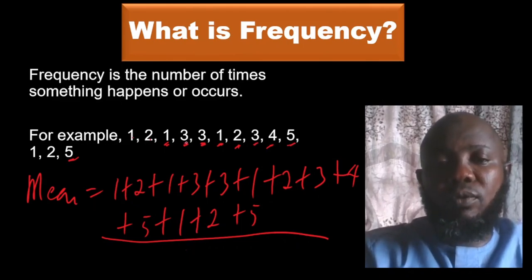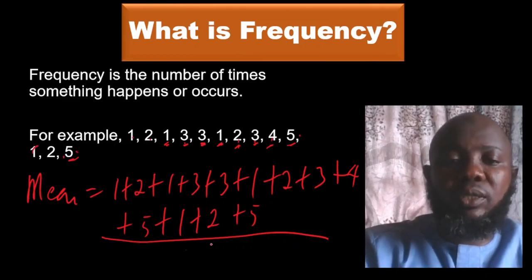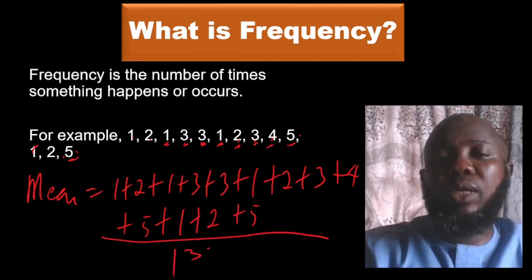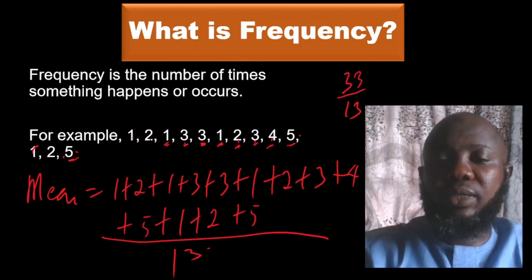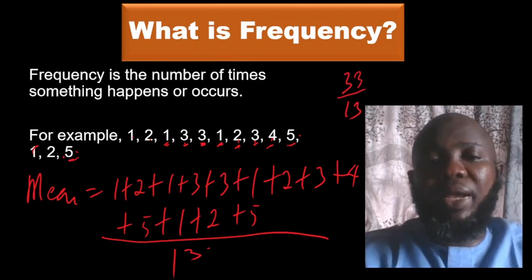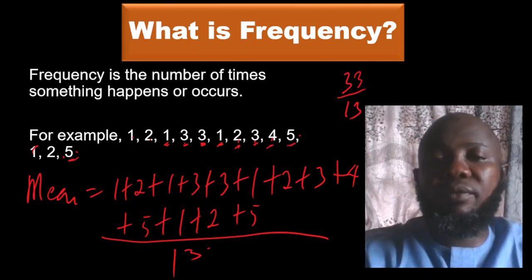1, 2, 3, 4, 5, 6, 7, 8, 9, 10, 11, 12, 13. All over 13. So that means we are saying 33 all over what? All over 13. So that is that on this one. I hope this is clear. Now, we don't want to apply it because this one has to do with frequency. Let's now go to where we have frequency.